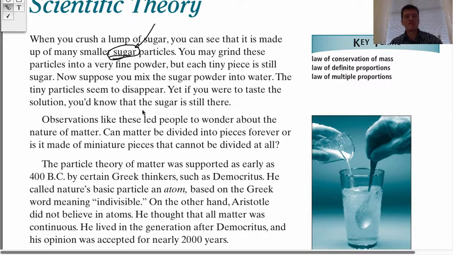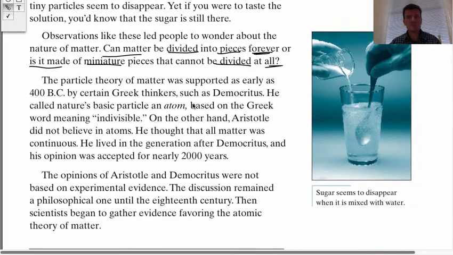that particular compound. Okay? So can matter be divided into pieces forever, or is it made of miniature pieces that cannot be divided at all? That was the idea as scientists began to investigate how fine and how small a particle or a compound can be broken down into and still retain its properties, still be that compound, that particular material or substance. Okay? You can read a little bit here about the history and how this idea of the atom was originally devised and what the word means.